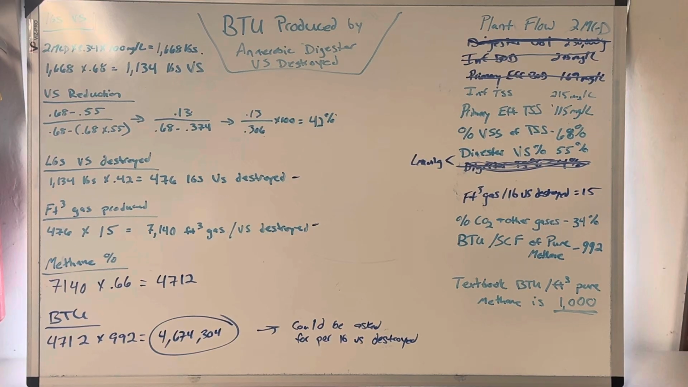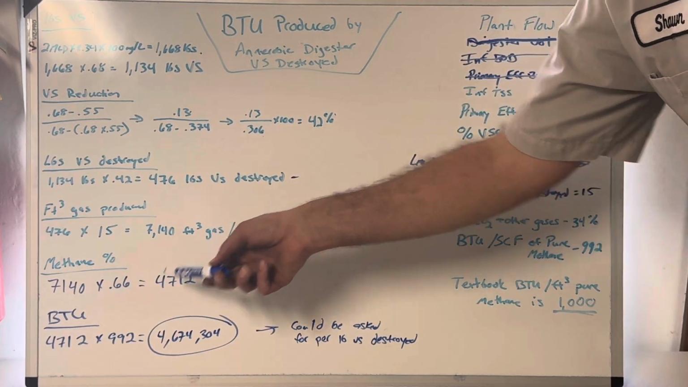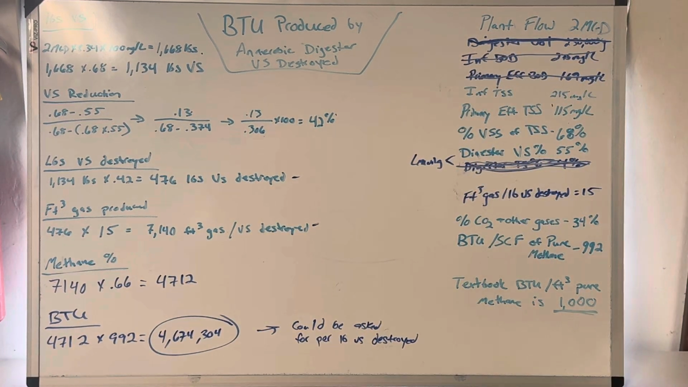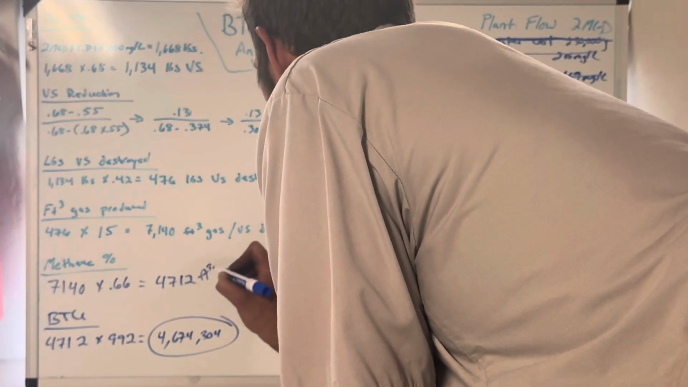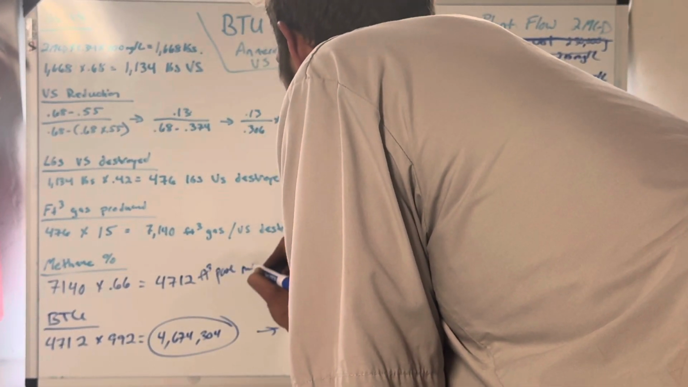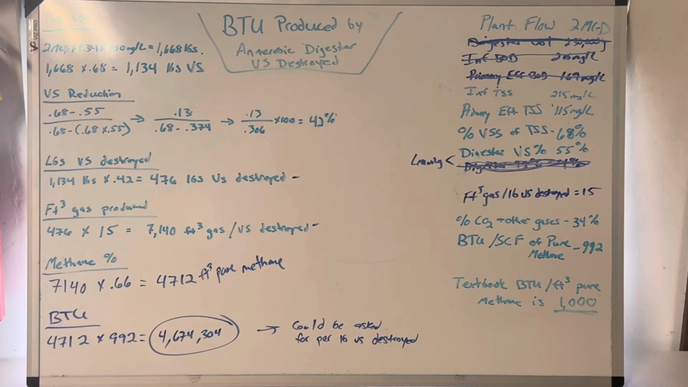So 7,140 cubic feet of gas times 0.66 is 4,712 cubic feet of methane, not pounds, cubic feet of methane. I should have written that. Hold on, let me get in here real quick. Pure methane. Okay, so now we know how much methane our anaerobic digester is producing.